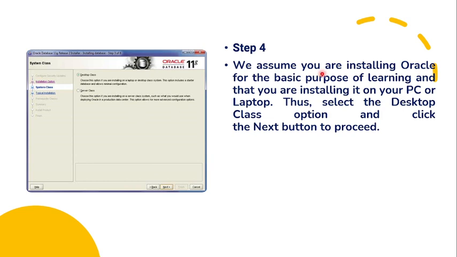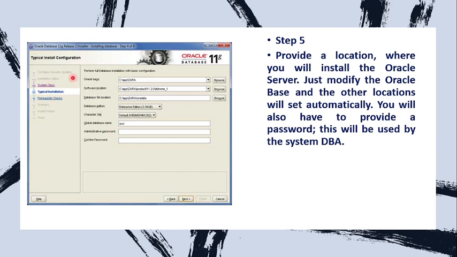Step number four, we assume we are installing Oracle only for the basic purpose of learning, so select the desktop class here. Then click the next button. Step number five, the typical installation configuration is shown like this, on the C drive or anywhere. You can modify the Oracle base if you want, change the name, edit it and go to the next one.